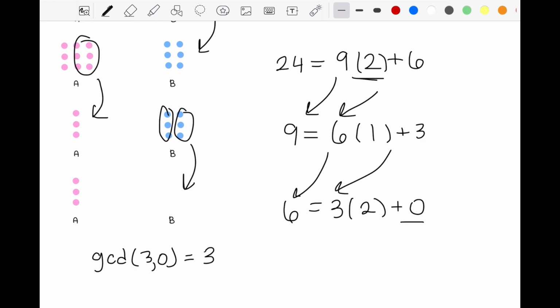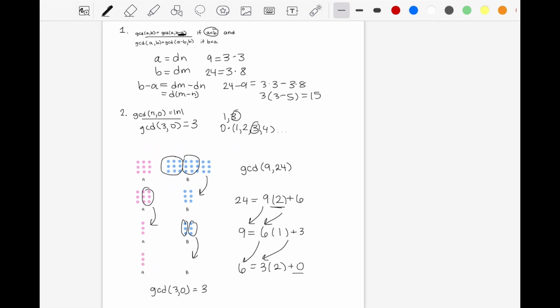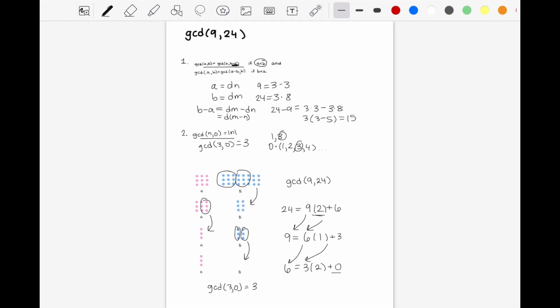So yeah, that's the Euclidean algorithm in a nutshell: you are just making these numbers smaller by subtracting the groups from each other until you get something with 0. And then it makes it super easy to find the GCD. So that's why your GCD will always be the remainder of the line above. So it's going to be 3.